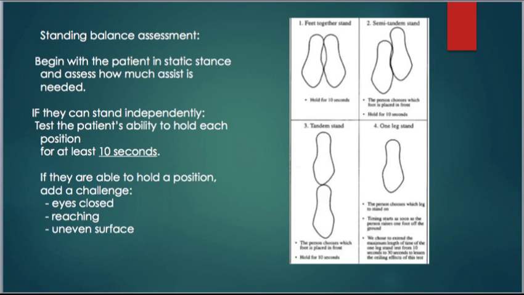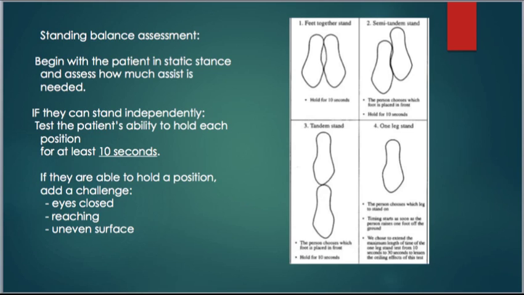If a person is able to sit independently, then you want to move on to a standing balance assessment. And this is a description of somebody's ability to stand with or without support with a gradually narrowing base. You want to begin with the patient in static stance, so that's in their comfortable stance, however they want to have their feet, and assess how much assist is needed. Do you need to hold on to them? Are they leaning on you? Or are they wobbling or losing their balance?